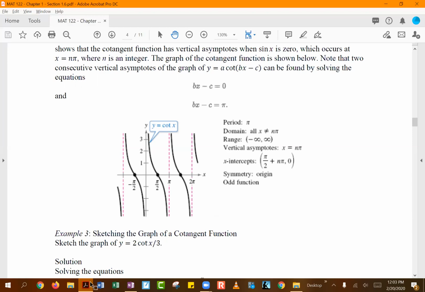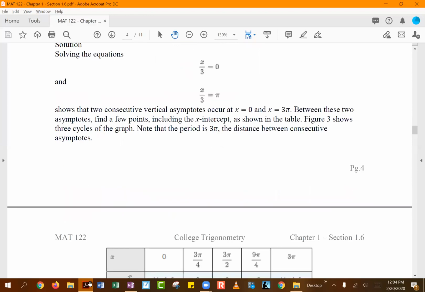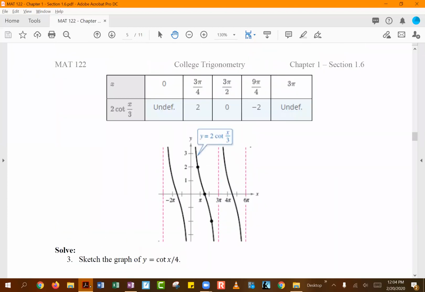So the example we are looking at is y equals 2 times cotangent of x over 3. So again, you've got that positive 2 in the front. Your b value is 1/3. So we start by taking our x over 3, set it equal to 0, and set it equal to pi. So that actually gives you x equals 0 and x equals 3 pi. So in this case, your period is now 3 pi, and your vertical asymptotes are going to be at 0 and 3 pi. So again, find your x-intercepts, find a couple different points, and you can try and graph this.